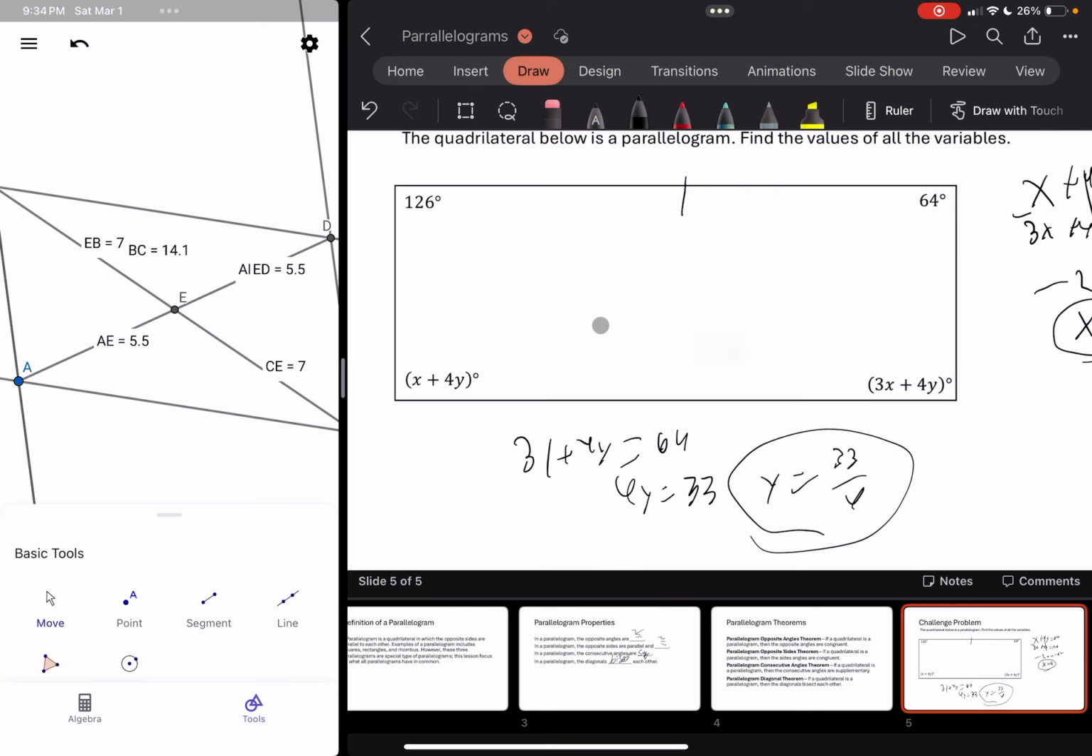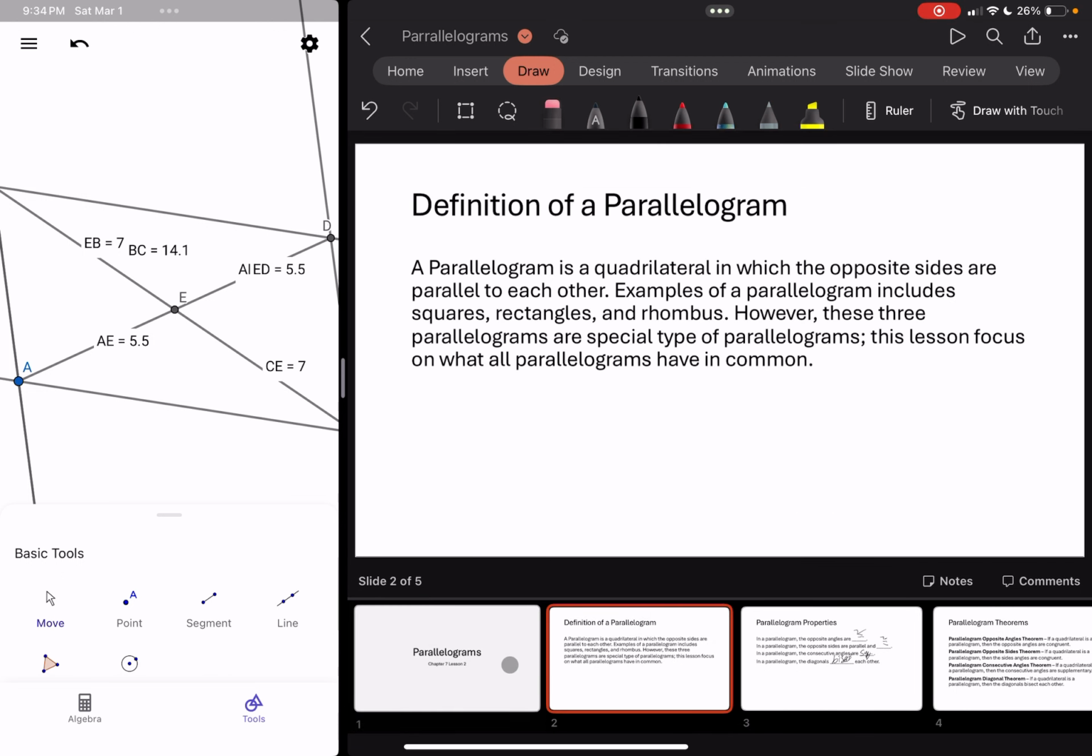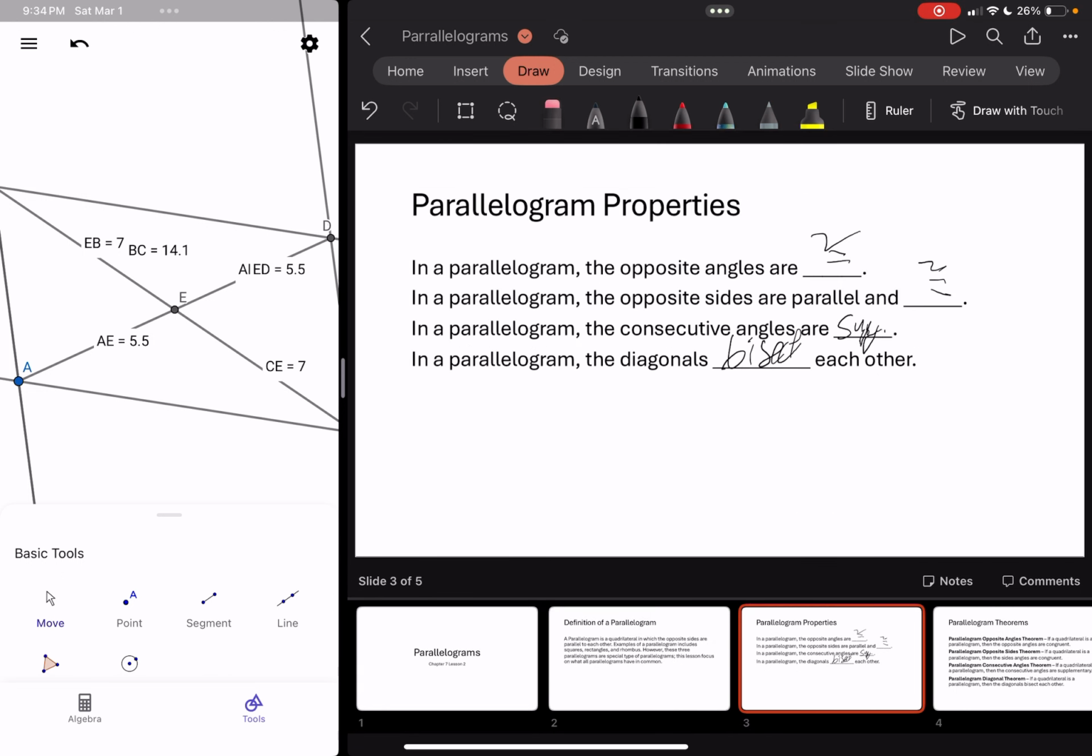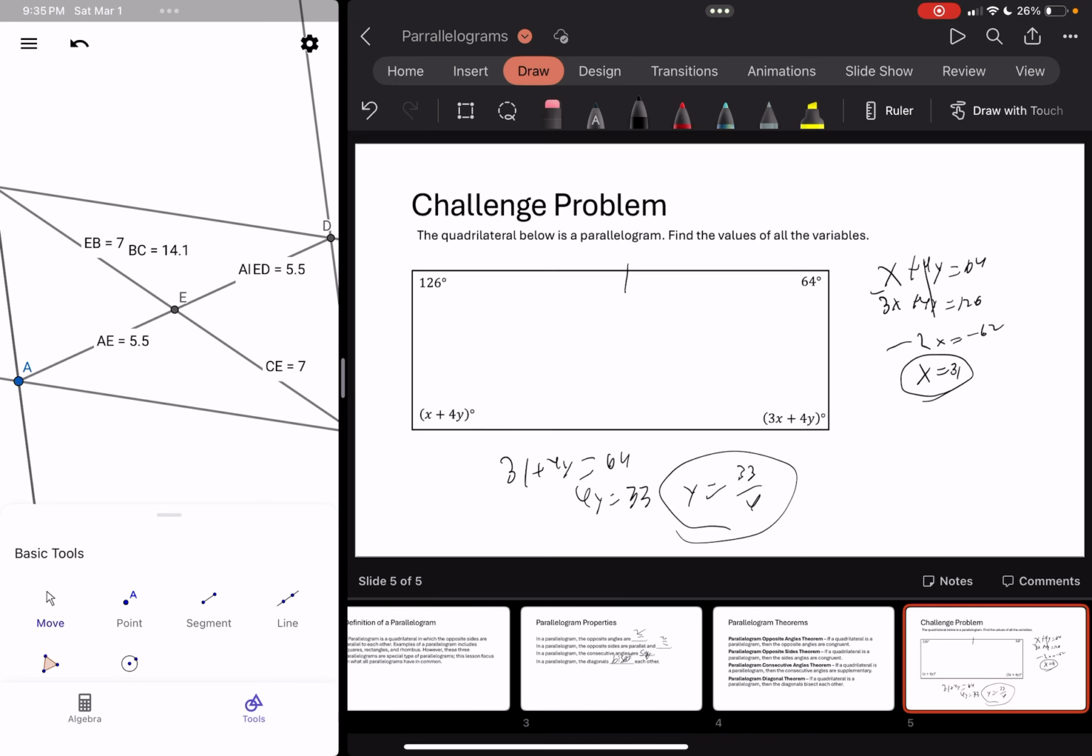So that is parallelograms explained. Recap: we learned the definition of a parallelogram: opposite sides parallel. Opposite angles are congruent, opposite sides are parallel and congruent, consecutive angles are supplementary, and the diagonals bisect each other. And we learned so many new theorems, and we did a challenge problem.